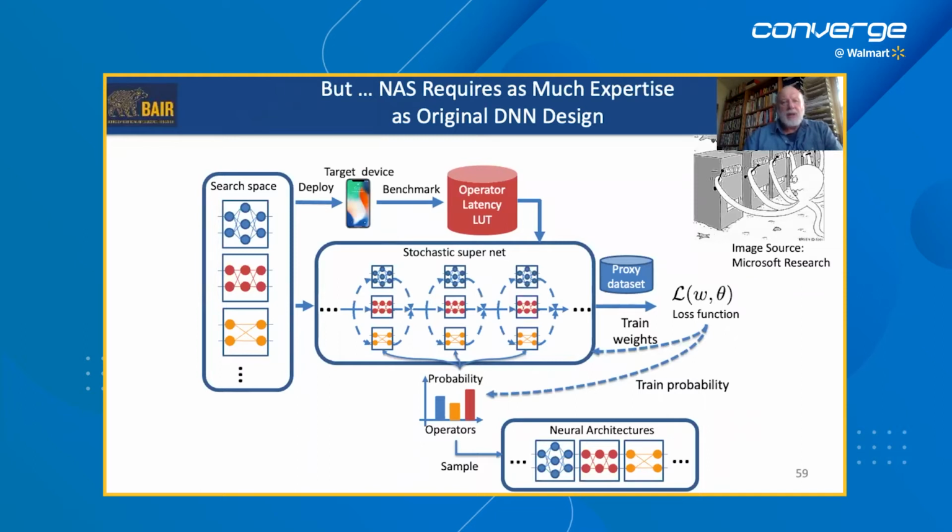But I do want to leave you with the sense that the challenge in the adoption of neural architecture search is that it requires just as much expertise as the original deep neural net design. So let me just move this down to show you on the right-hand side, where again, this is one more case where there are many parameters to be explored here, and they can be as daunting as doing the original deep neural net design itself.